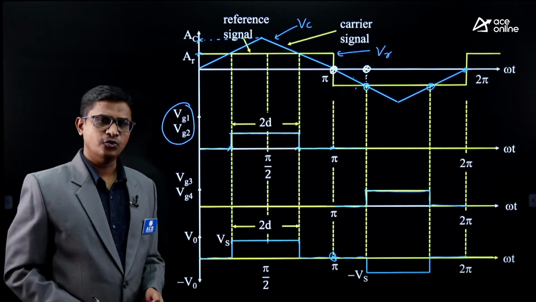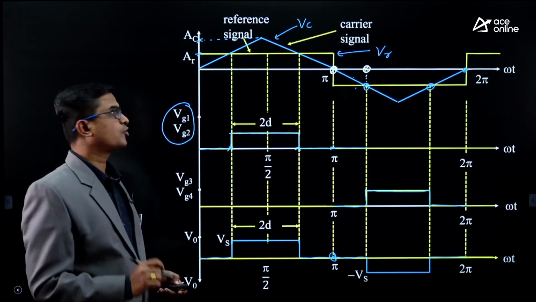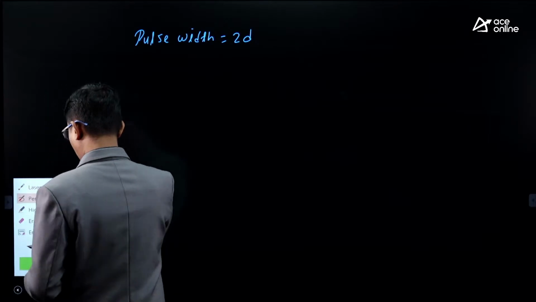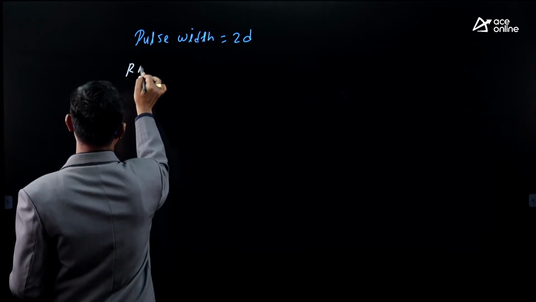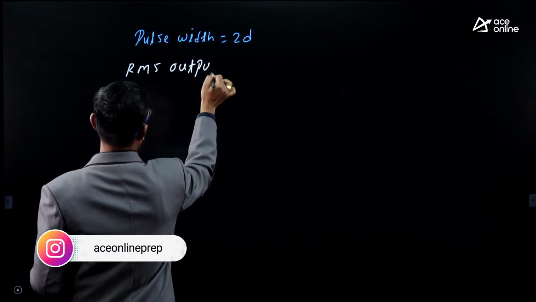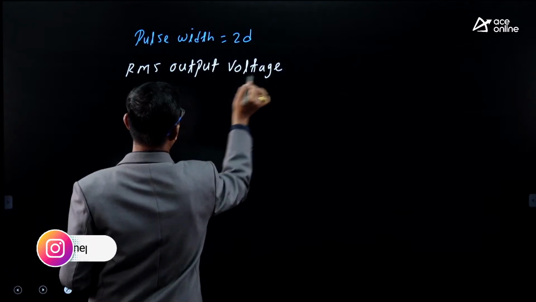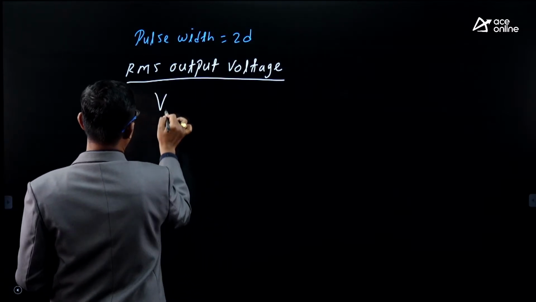Alright. Now let us derive the expression of V0 RMS, RMS value of output voltage.